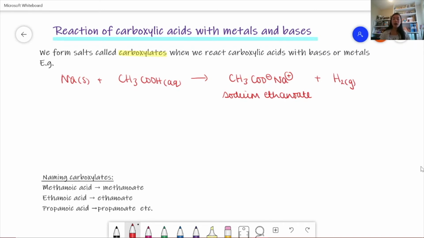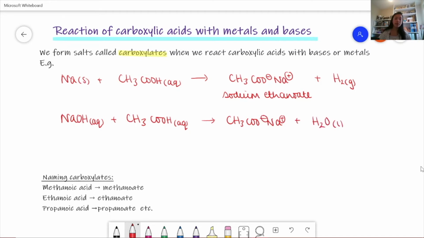And what happens when we add a base with an acid is that, again, we form the salt because we're neutralizing. So, for example, we have sodium hydroxide added with ethanoic acid, and this will form, again, this sodium ethanoate, and also this time we're forming water. And we also need to balance the top equation. So we need 2 sodiums, 2 ethanoic acids, and 2 of these sodium ethanoates.